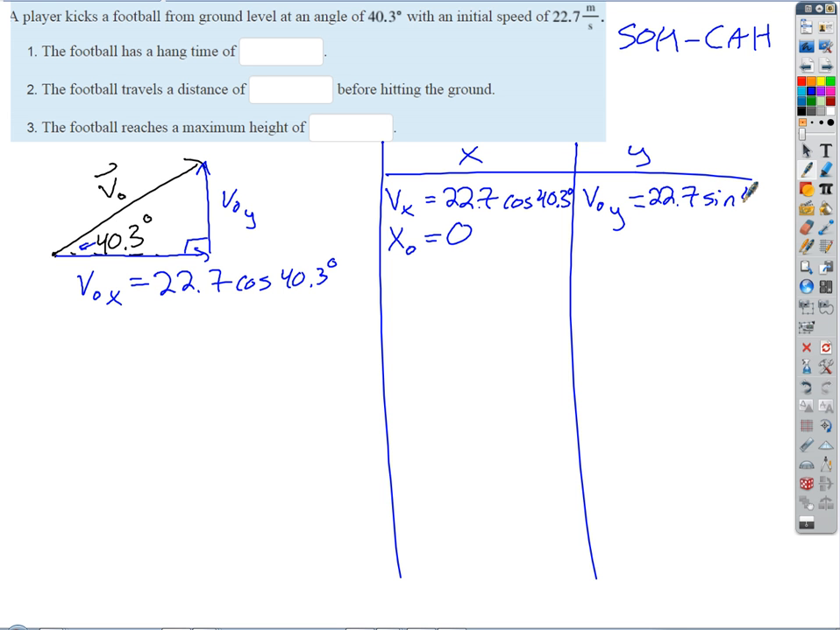22.7 sine 40.3 degrees. Okay, what is the initial value of y? 0. Okay, here's where we got to make some decisions.